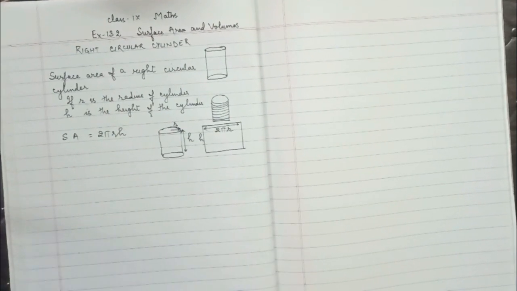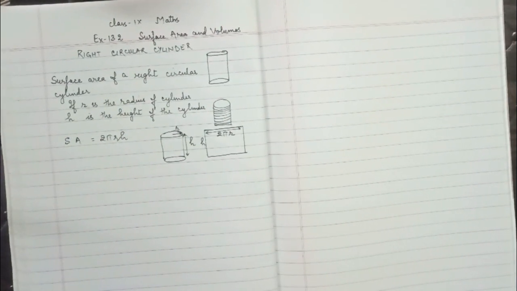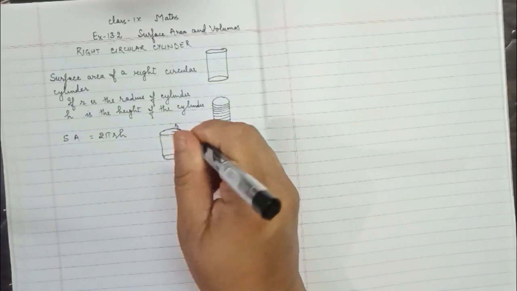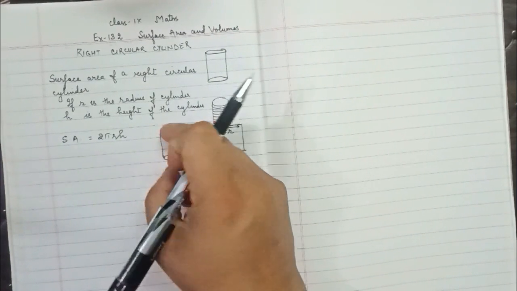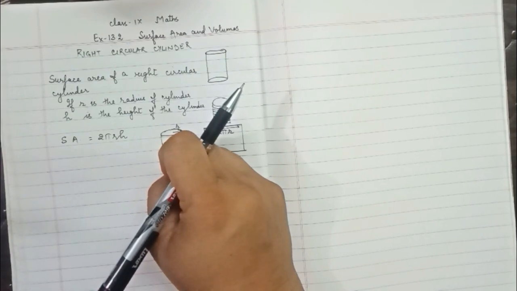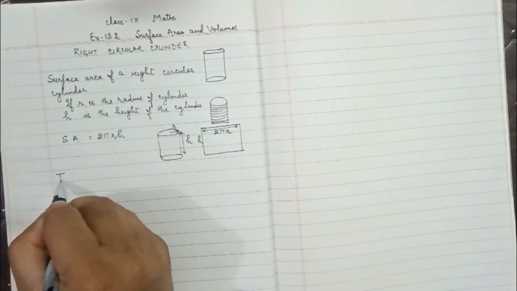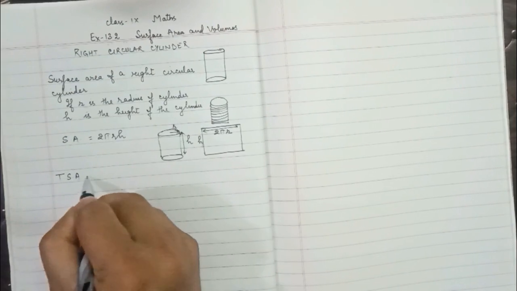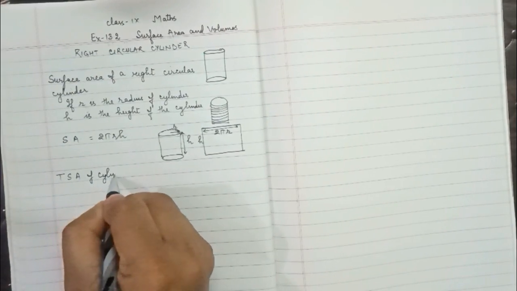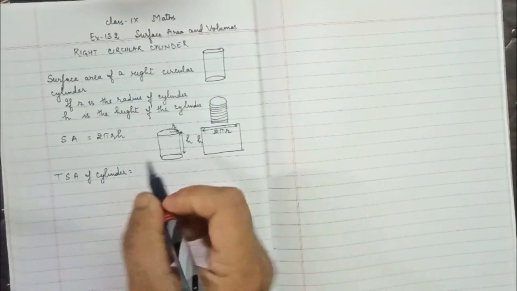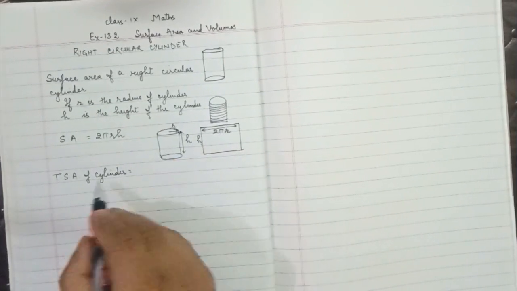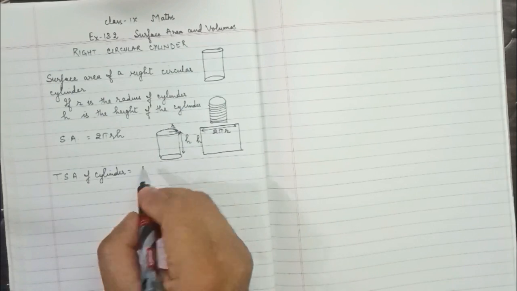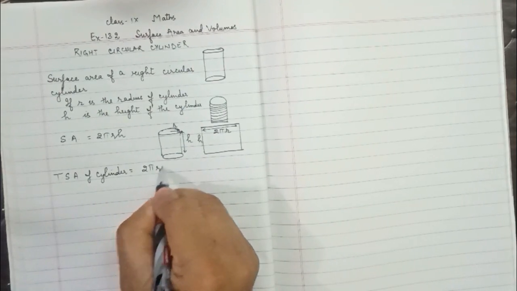This is also known as the curved surface area of a cylinder, because it is only for the curve, not of the top and the bottom. The top and bottom will be included in the total surface area of the cylinder, TSA. Now we know total surface area will cover both the curved part and the top and the bottom. So the curved surface area of the cylinder is 2 pi r h.